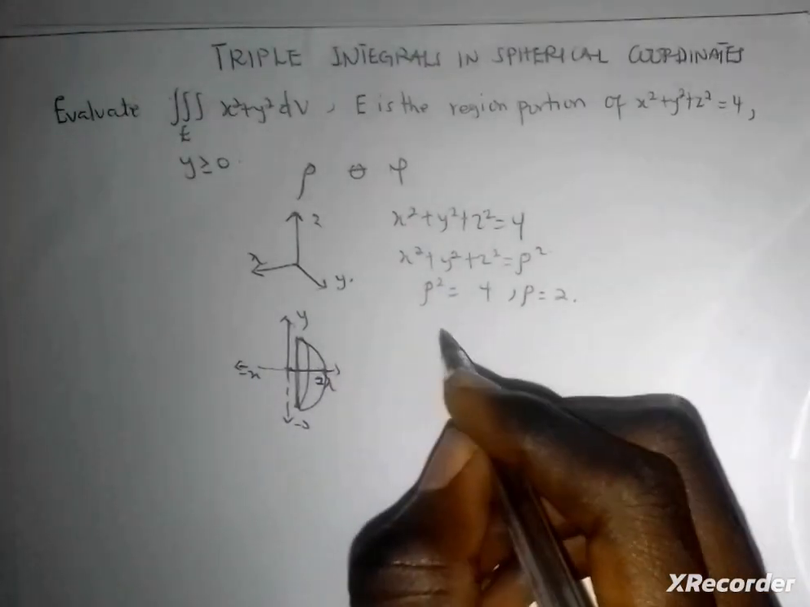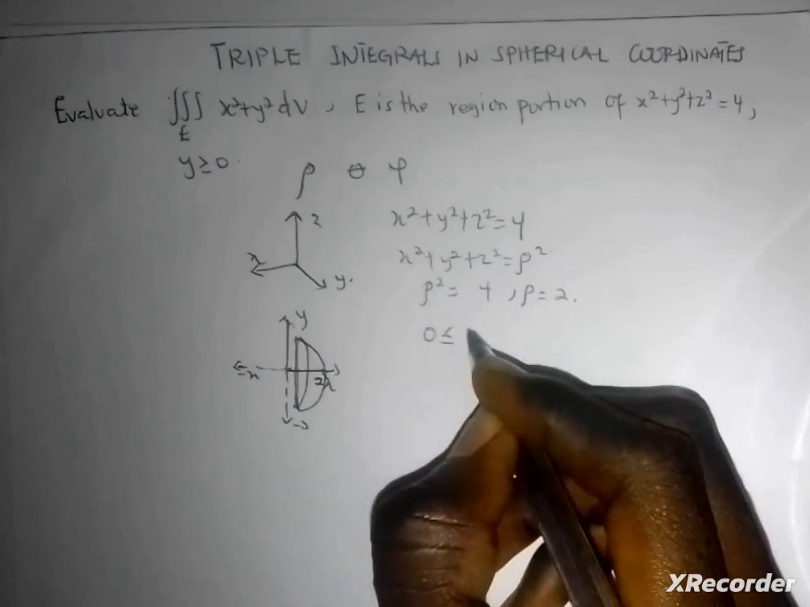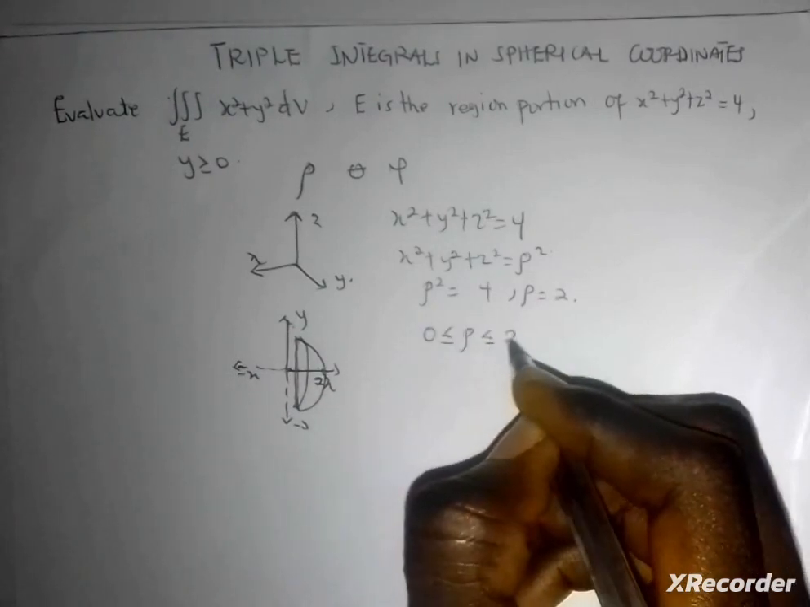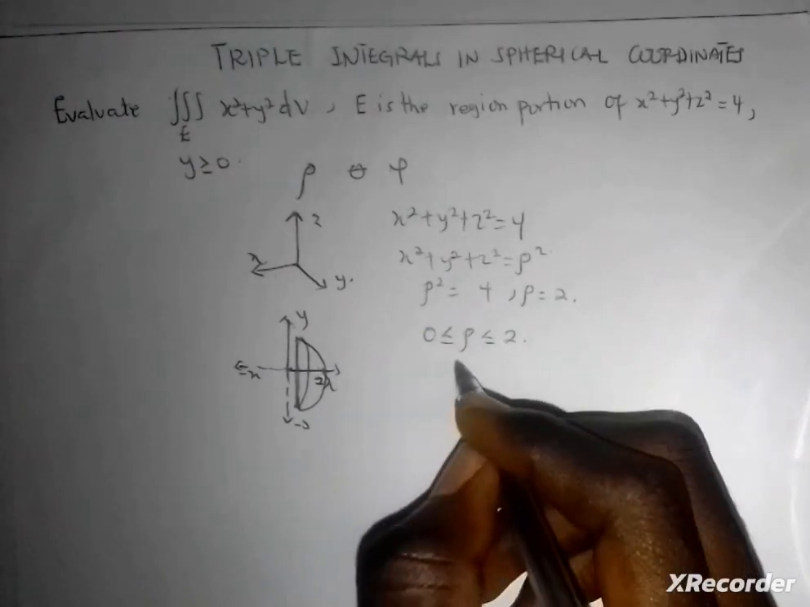From this, we can say that the limit for rho is 0 less than or equal to rho, and less than or equal to what? 2. Now, we come back to theta.